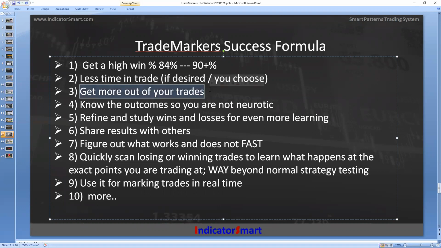What are we talking about now? We're talking about evolution at this point. Because the last thing you want is this: if you're neurotic, you get negative emotions, you can't trade.